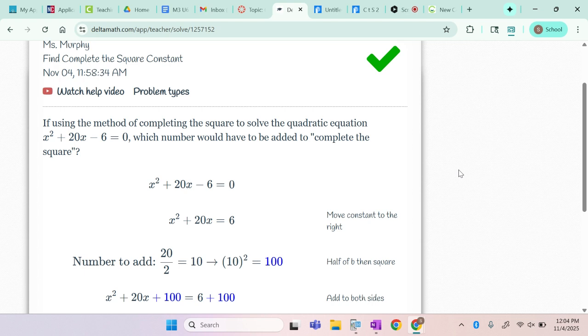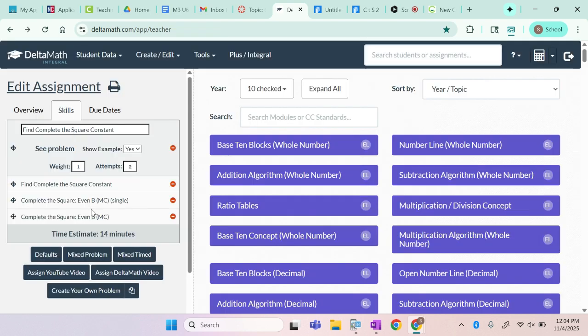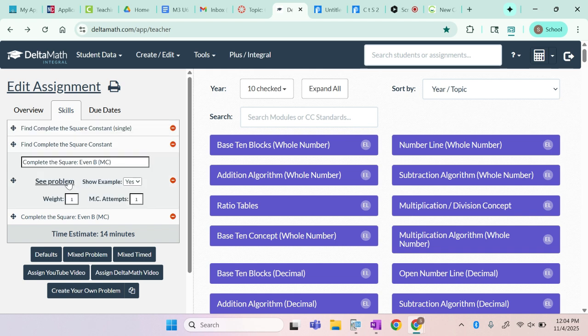All right. Am I good? Yes, ma'am, you're good, sorry. All right, we're going to do the other single, which is the third one from the top. So it's the first one that said actually finding the equation. So completing the square, even b, multiple choice, that very first one.